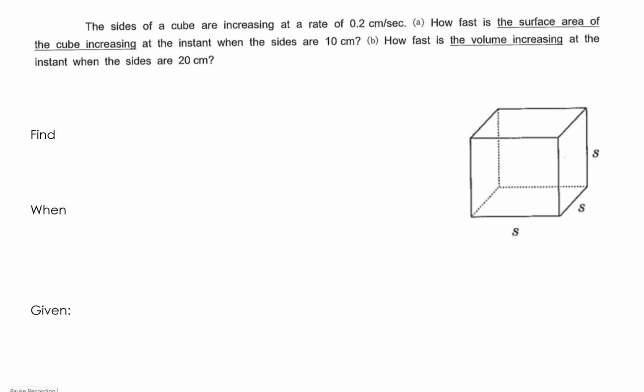Let's start the homework video guide on related rates. For this very first problem, we have a 3D cube. We're given that the sides of this cube are increasing at a rate of 0.2 centimeters per second. For the first part, I want to find out how fast the surface area of the cube is increasing the instant when the sides are 10 centimeters.